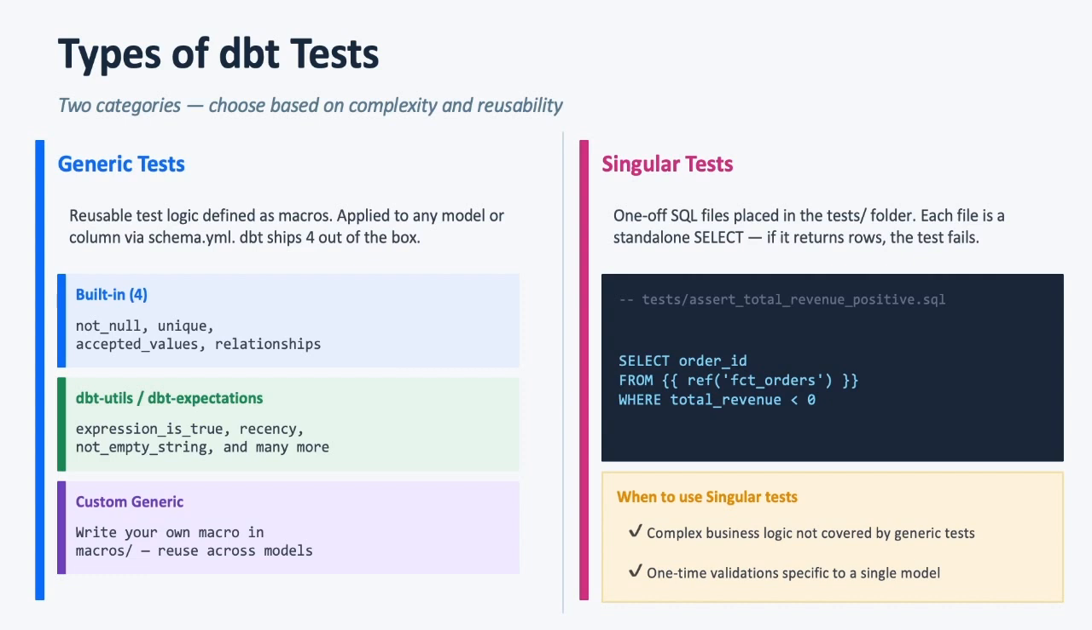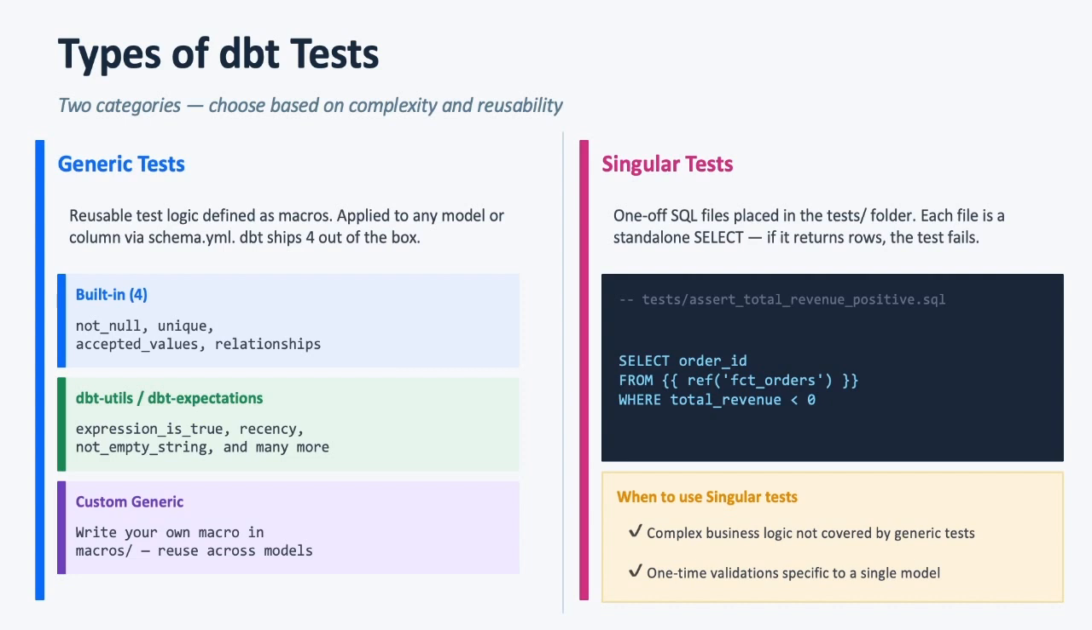Now let's talk about the two different types of DBT test. The first type is generic test and the second type is singular test. Generic tests are reusable. You define them once as a macro or in a package and you can apply them to any model, any column across your entire project. There are four built-in tests. They are not null, unique, accepted values, and relationships. We will talk more about this in the upcoming slides.